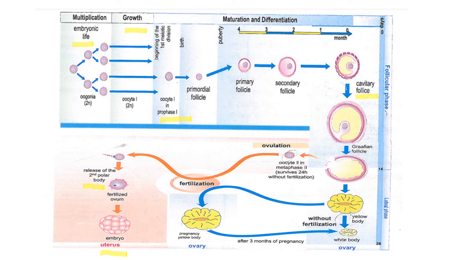And in case of fertilization, the yellow body that is formed from the ruptured Graafian follicle, the corpus luteum, survives 3 months of pregnancy. It means it doesn't degenerate directly if there is fertilization. It survives 3 months, and then it will degenerate after 3 months because it is required during pregnancy.